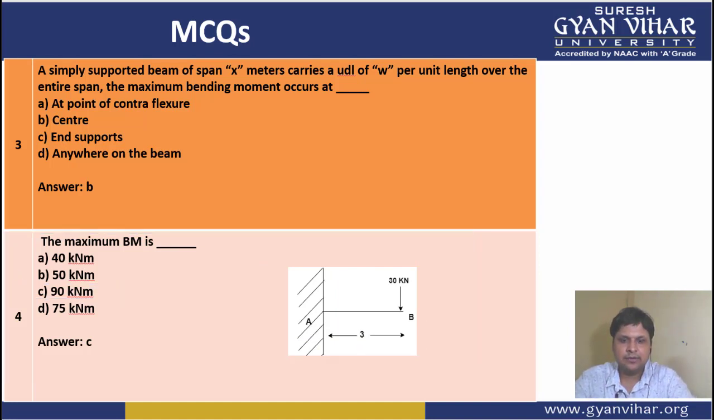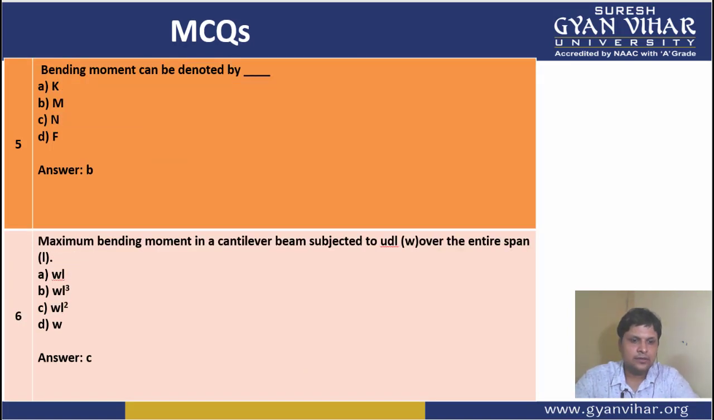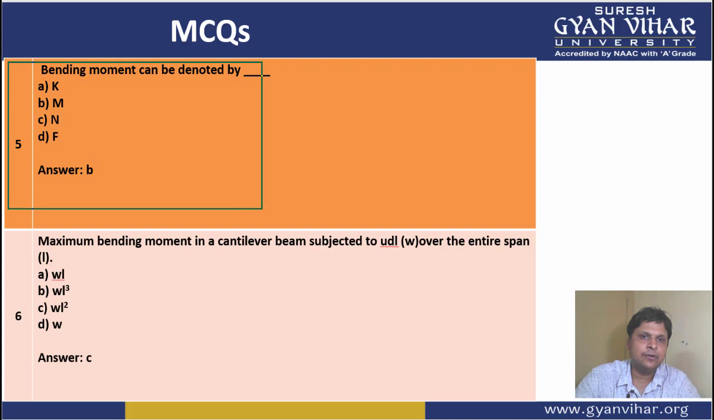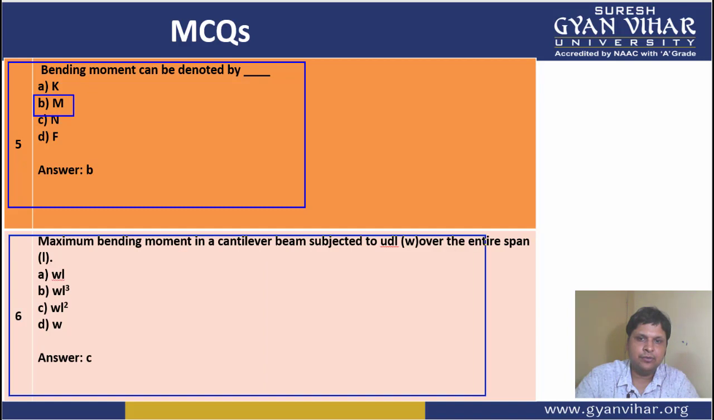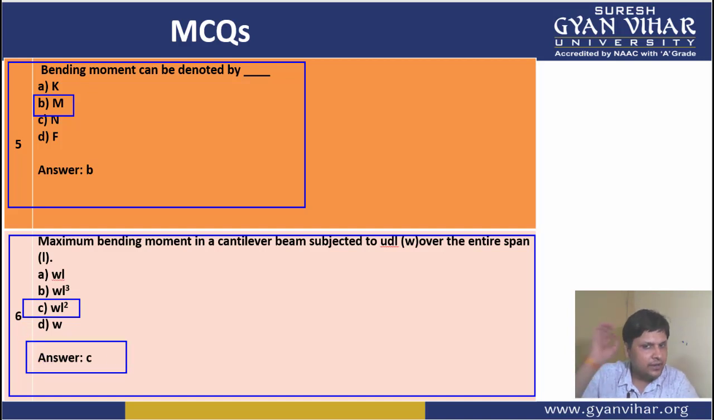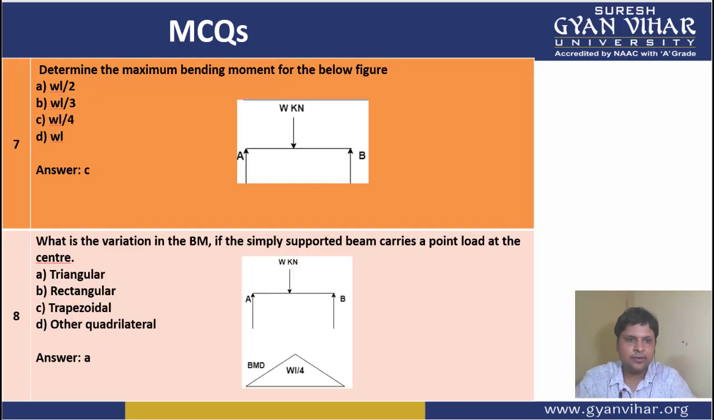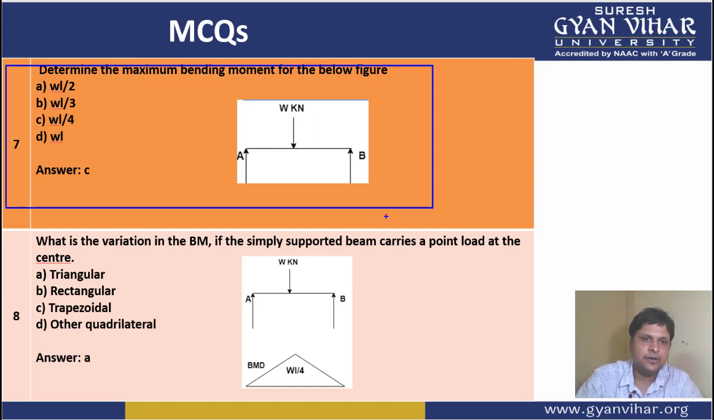Coming into the next multiple choice question, the bending moment can be denoted by, we all know it is denoted by capital M. So B is the answer. Coming into MCQ 6, maximum bending moment in a cantilever subjected to UDL over the entire span. It is very easy, we all know that C is the answer. WL square by 2 is the maximum bending moment in a cantilever with UDL acting. Moving further, MCQ number 7, determine the maximum bending moment in the figure. It will be WL by 4. C is the answer.